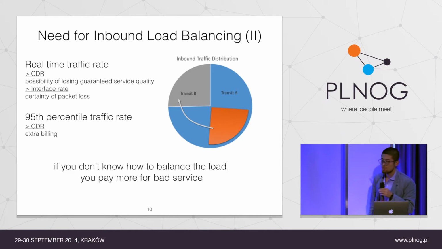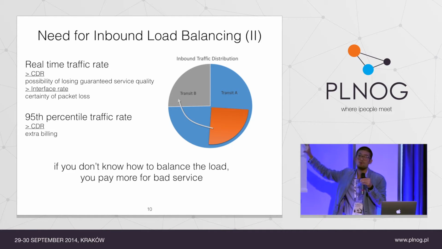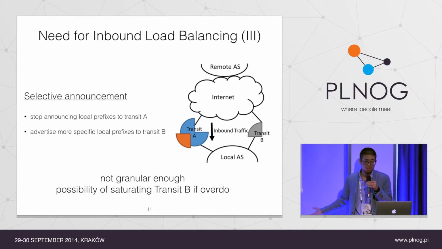So again, here comes the question. How could we possibly deal with this kind of situation to move a part of inbound traffic from one transit to the other one? And again, solutions in the BGP context. What can we do?